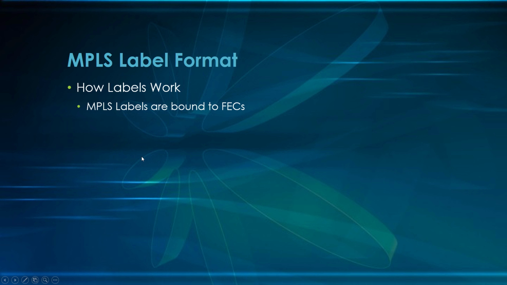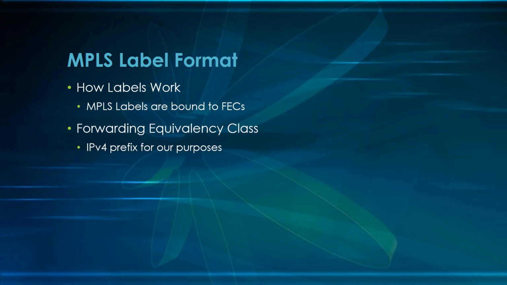So how the labels work is MPLS labels are bound to a FEC, or a forward equivalency class, which is an IPv4 prefix for our purposes. So what that really means is you take a group of packets that are going to the same destination, and they are then being forwarded to the same destination. They're in the same forward equivalency class.